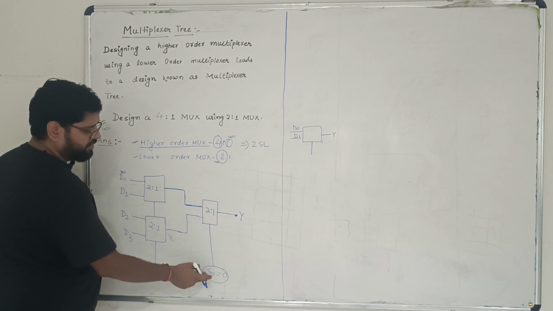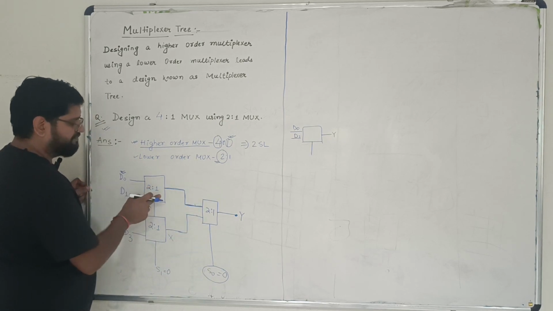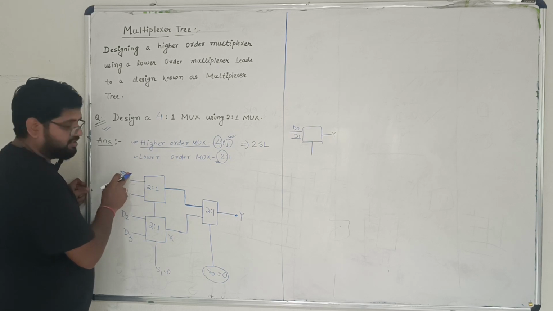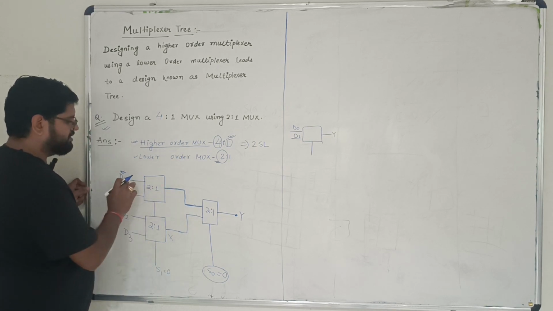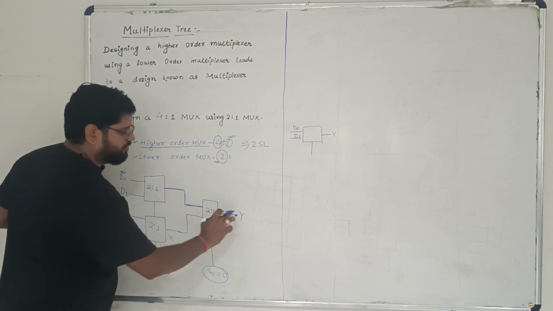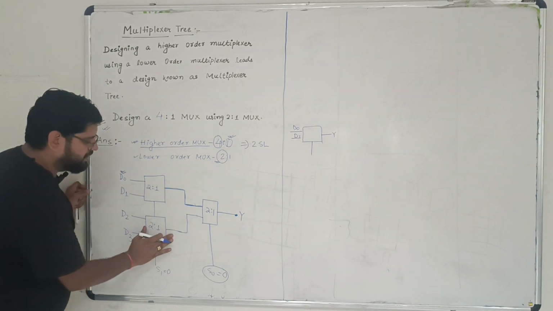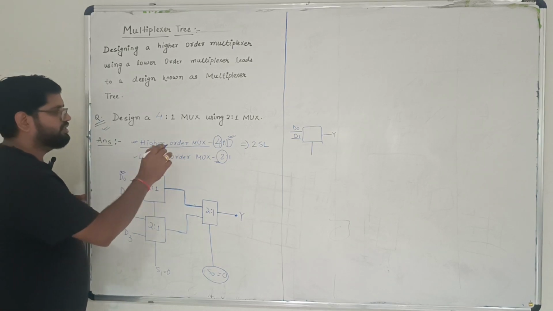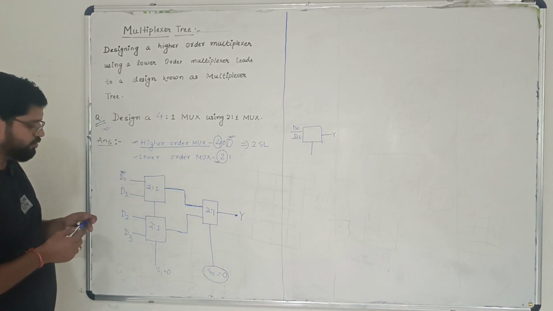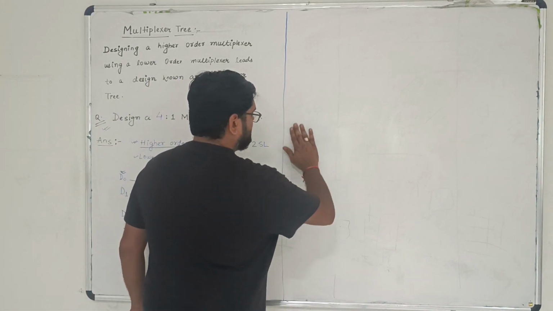If I am keeping S0 equals to 0, this line will be active, and due to that this MUX will be active, and if S1 is 0, that means D0 will be active, and finally you will be getting D0 as the output. So similar things can be implied in order to understand how to design a higher order multiplexer using a lower order multiplexer. Now this is the first example.